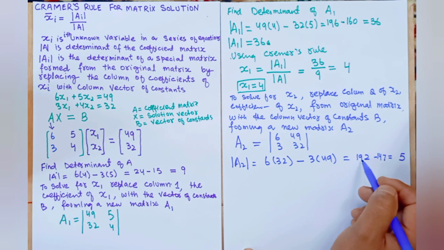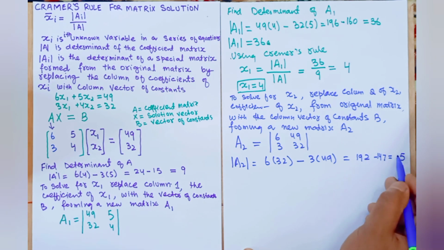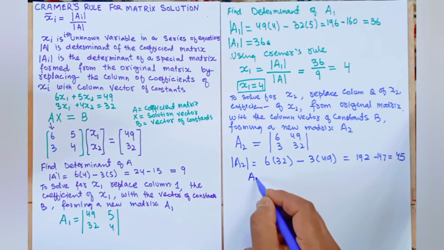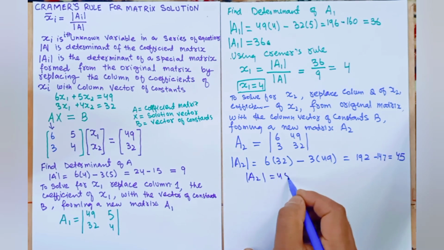Now 12 minus 7 is 5. Now this is 8 minus 4 is 4. So the determinant of A2 is 45.